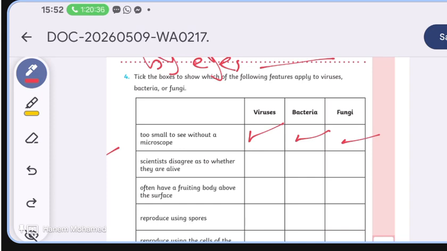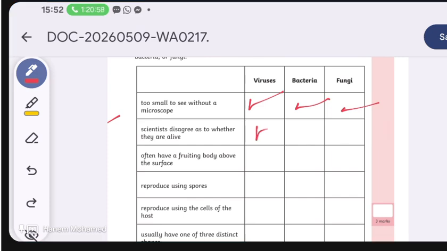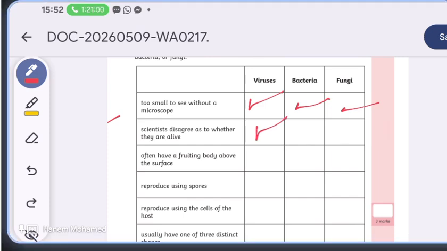The next, scientists disagree as to whether they are alive. They said no, they are not alive. Why? Because they are non-living things outside the body. So which one will be the non-living thing outside the body? That's why they disagree about it being alive. But the fungi are already alive inside and outside. The bacteria is the same. But the virus, when you sneeze, after a few seconds, the virus will be a non-living thing.